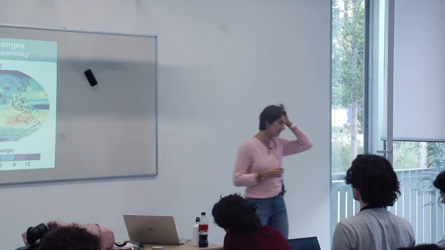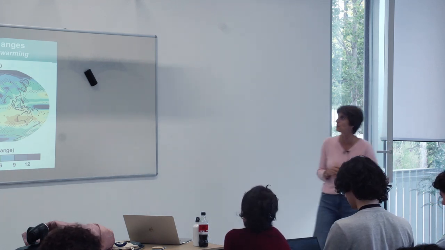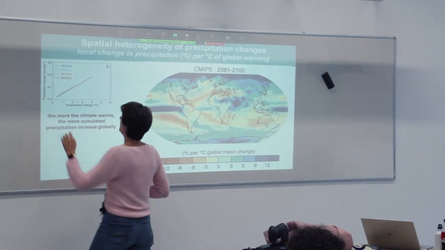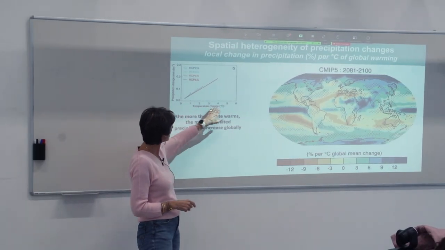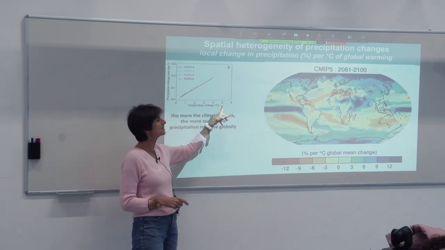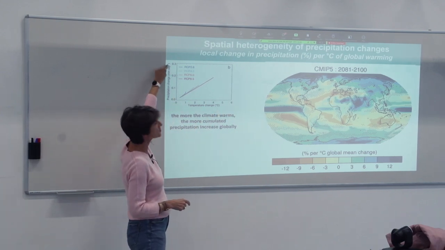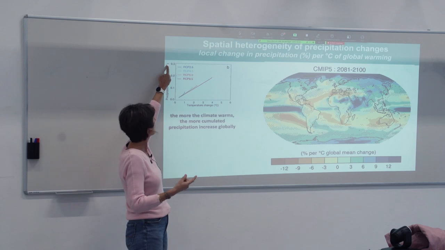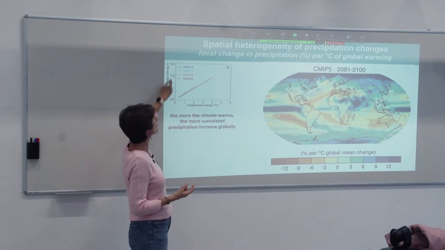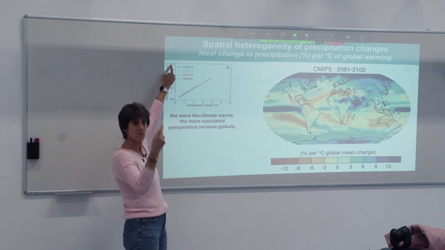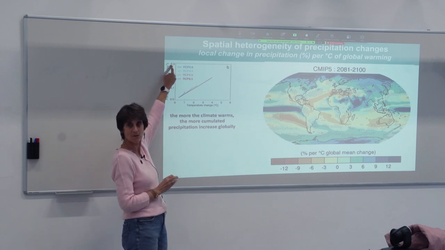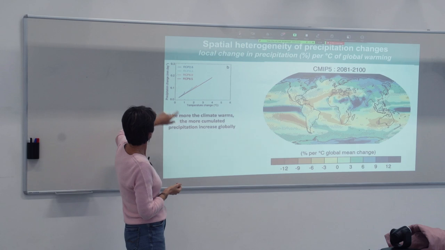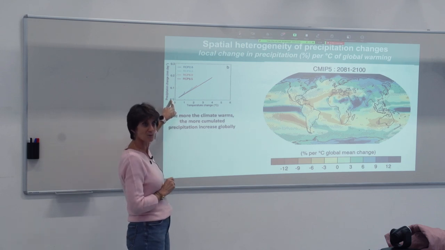If I come back to the spatial heterogeneity of precipitation that I started to talk about earlier, first I want you to look at this small graph that shows with a level of warming, so from 0 to 6 degrees C of global warming, the change in precipitation accumulated over the year and over the globe. So the more you warm, the more you have rainfall, both because of evaporation and because of the water vapor content of the atmosphere. At the global scale, the evaporation counts also.